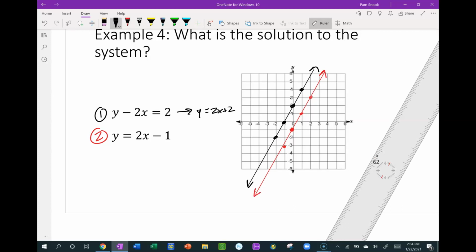Check this out. These two lines never cross. There is no intersection. That's because they're parallel. And if you take a look, the slopes are the same. The only thing different is the y-intercept. So parallel lines, no intersection, which means this system has no solution.